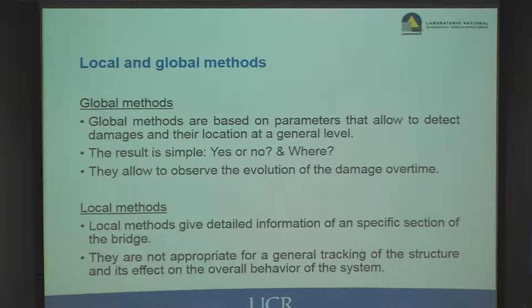In order to detect damage, there are local and global methods. Global methods are based on parameters that allow to detect damages and their location at a general level. The result is simple: there is or there is not damage, and where is the damage? They allow to observe the evolution of the damage over time. Local methods give detailed information of a specific section of a bridge, in our case.